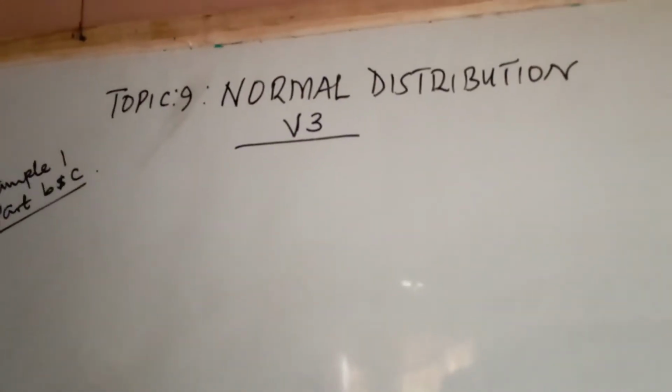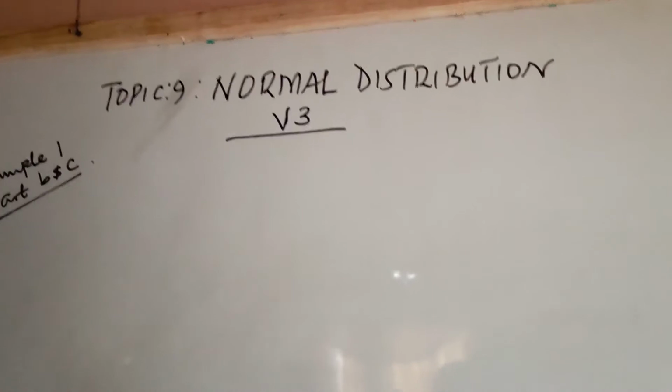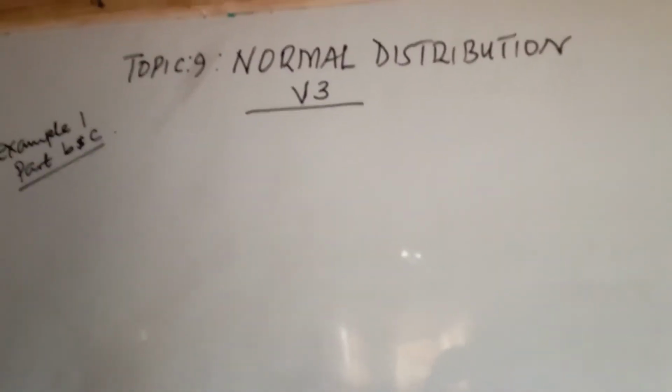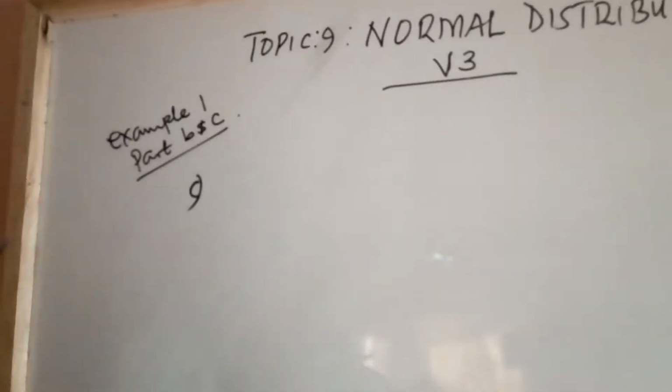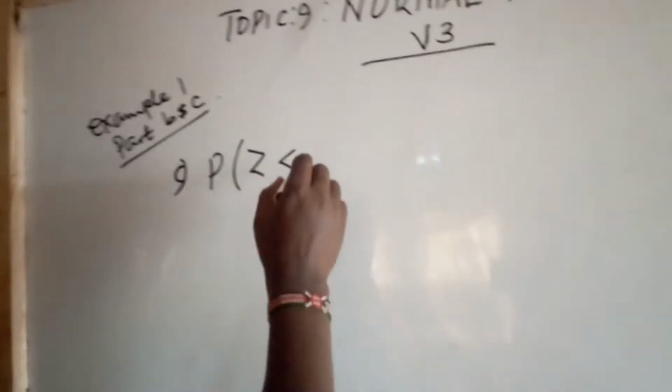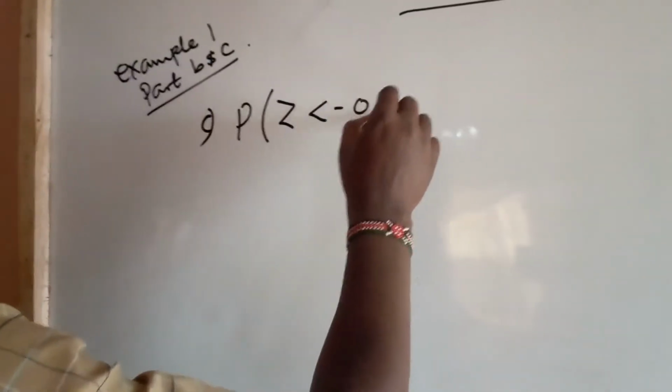Still in example 1 and part C. I want us to just look at this very closely, that part C is asking us the probability of Z being less than negative 0.75.